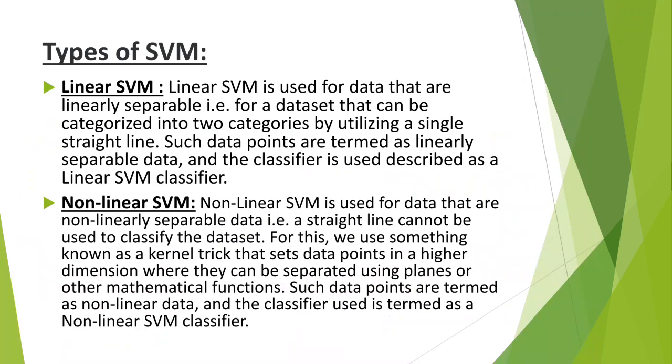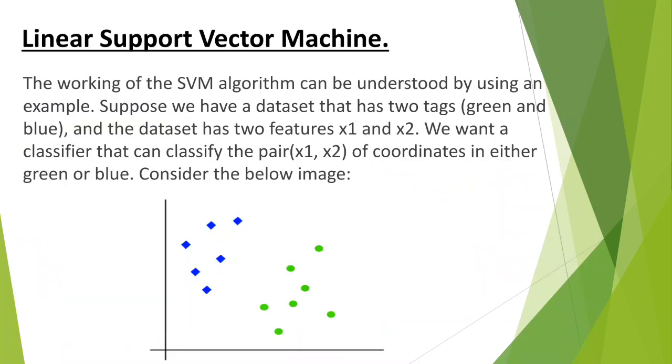Linear SVM. Linear SVM is used for data that are linearly separable, that is, for a data set that can be categorized into two categories by utilizing a single straight line. Such data points are termed as linearly separable data, and the classifier is described as a linear SVM classifier.